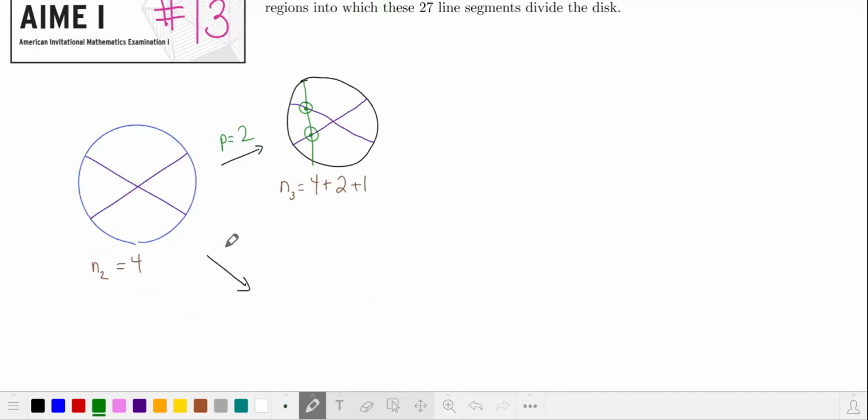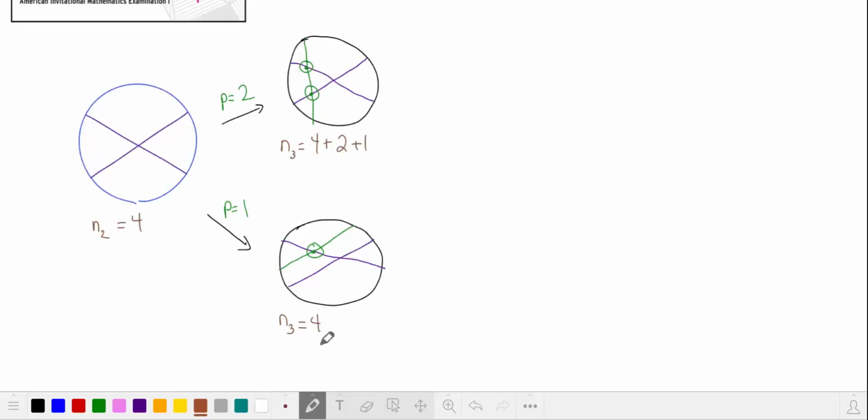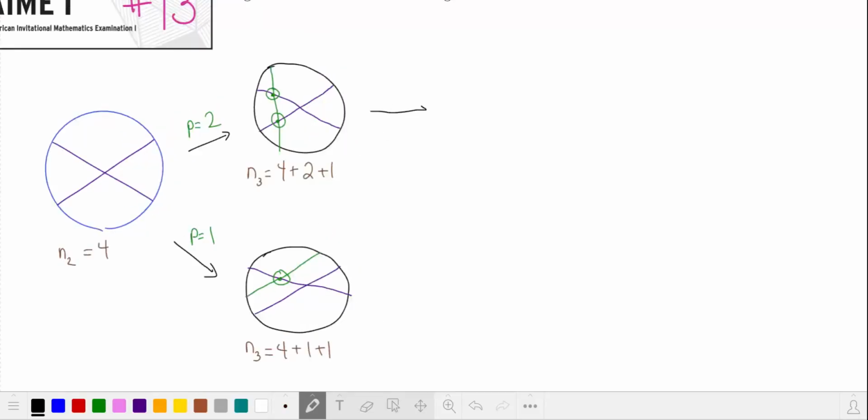Now instead, let's let P be equal to 1. So with our two original lines intersecting like this, when we add our third line this way, it will only create one new intersection point. So we start off with 4, the number of regions we had originally, and we only add on 2 more, which I'll write as 1 plus 1. We'll repeat this and see if we can find a pattern.